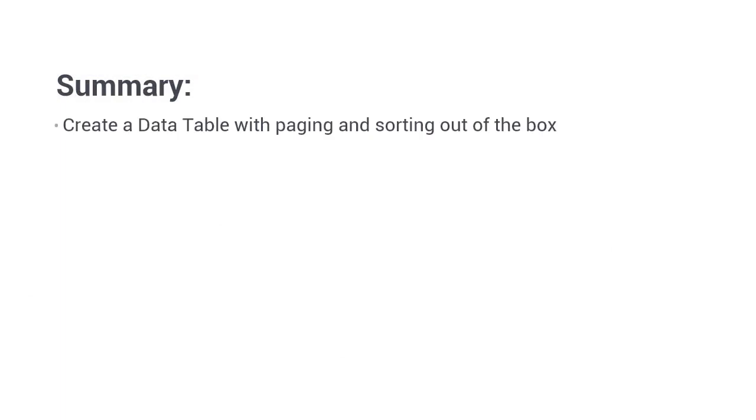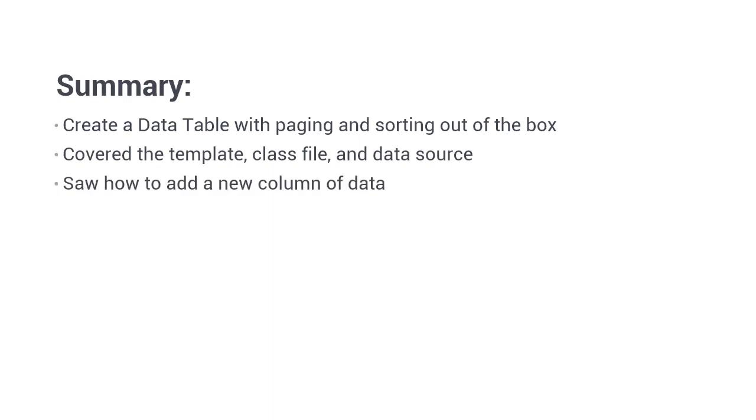So in this lesson, we saw how to create a data table with sorting and pagination built in using the Angular CLI. We looked at the template that gets generated, as well as the class and data source. And we saw how to make changes to the table, like adding a new column of data to be displayed. The table component is still capable of much, much more, so do be sure to check out the API documentation to learn more. Thanks for watching.